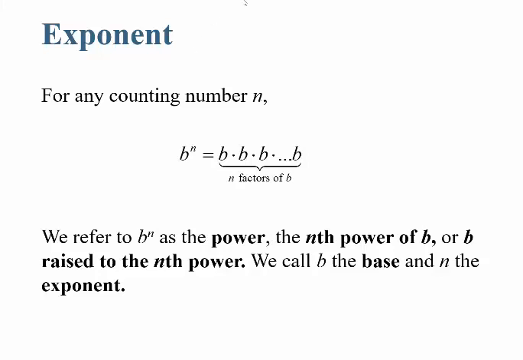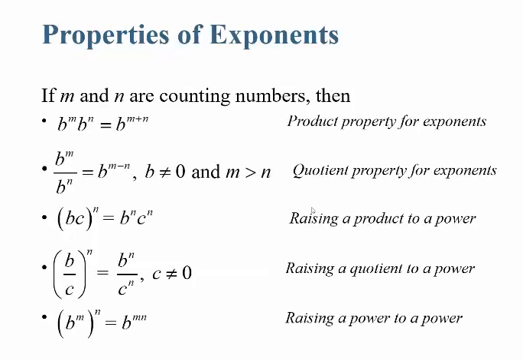Okay, so first off, what's an exponent? For any counting number n, like 1, 2, 3, 4, 5, b to the n power, we'll talk about the negatives later on, is equal to b times b times b, basically times itself n times. So we refer to b to the n as the nth power of b, or b raised to the nth power. We call the b here the base and n the exponent. So base raised to the n power just means times itself n times.